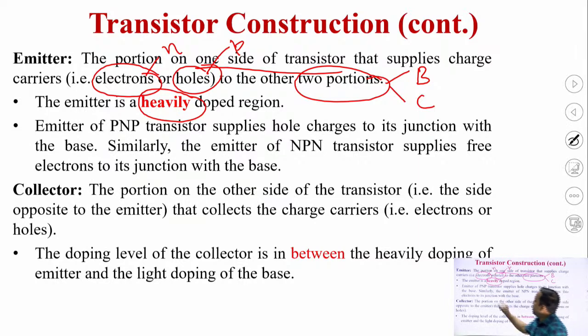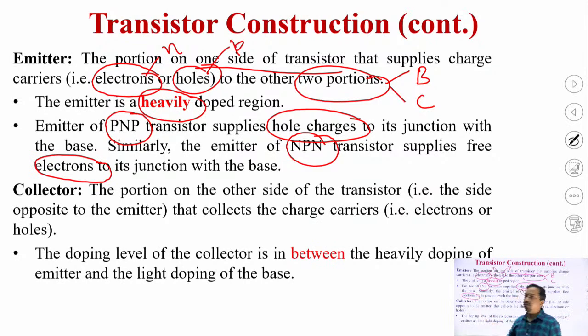So in the PNP transistor the holes are supplied by the emitter terminal. Similarly in the NPN, the electrons are majority in the emitter region and they are supplied to the base and collector region.